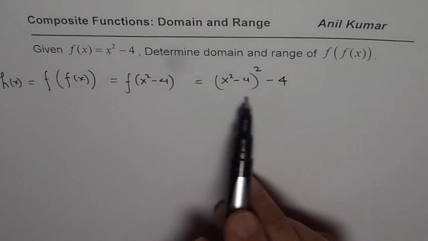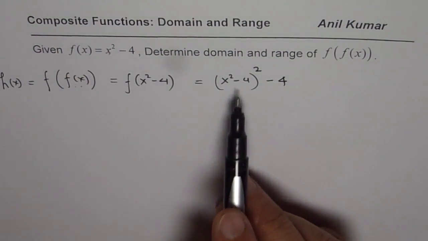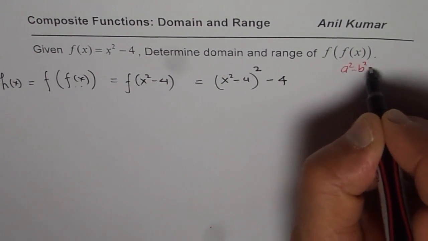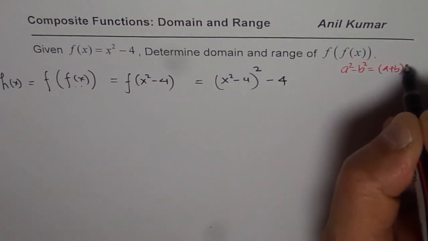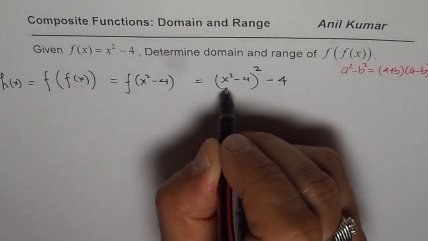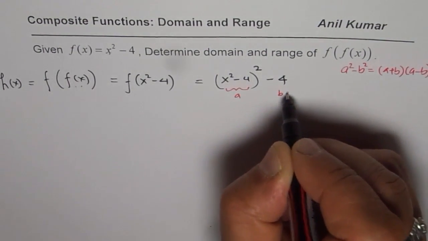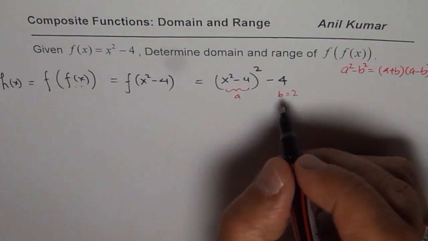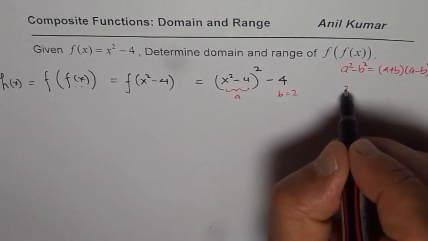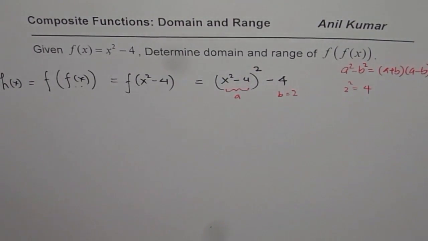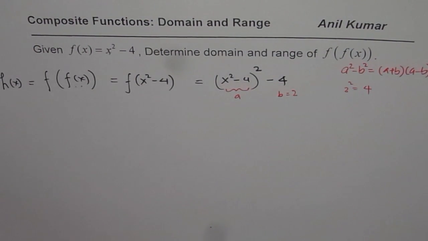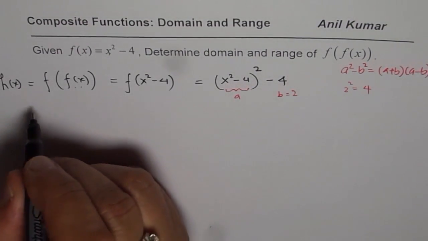Now, to factor this, we could use difference of squares. I hope you remember a square minus b square equals a plus b times a minus b. Consider this to be a squared, and b as 2, because 2 square equals 4. So let me use this to factor, or you could actually expand and factor also. Either way you could do it. Factoring helps to sketch. That's the whole idea.